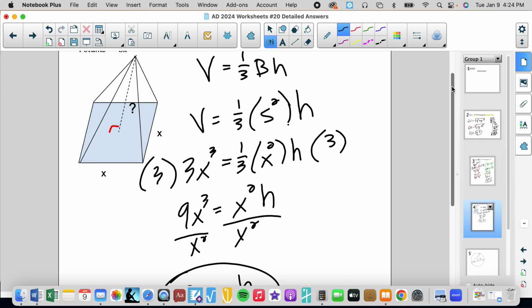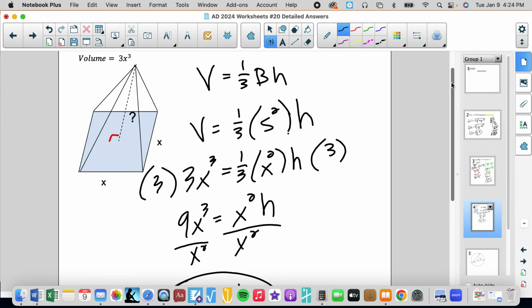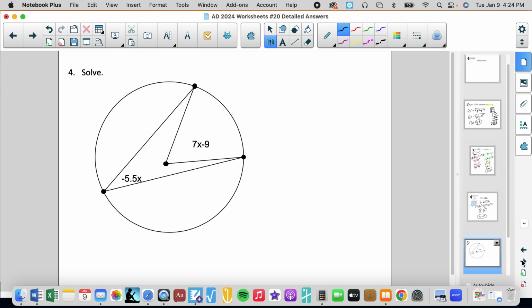Yeah, okay. 9x equals h. Yeah, that actually worked out okay. We were solving for h. That worked. This is the central angle. This is the inscribed angle. We know the central angle is going to be twice as big as the inscribed one.